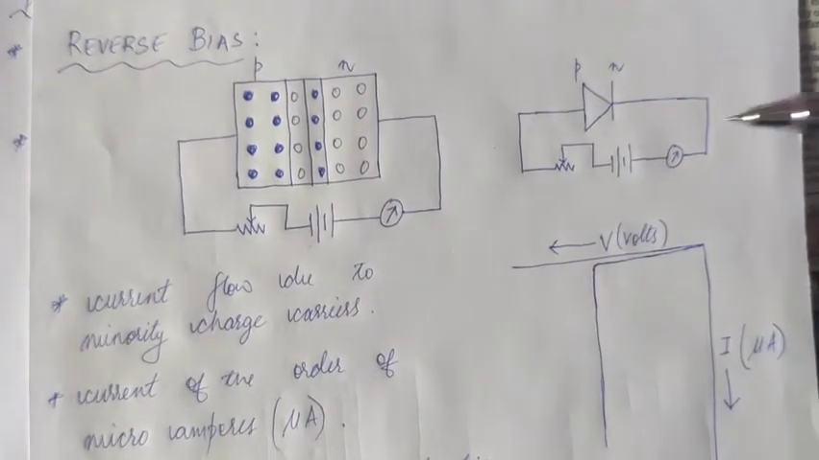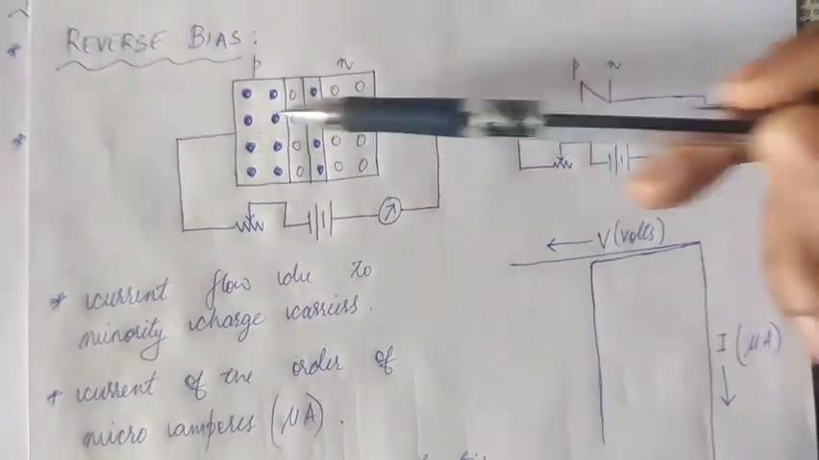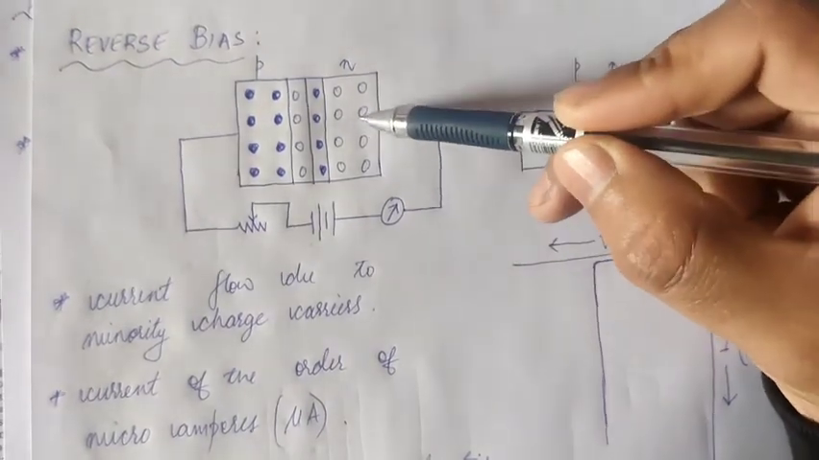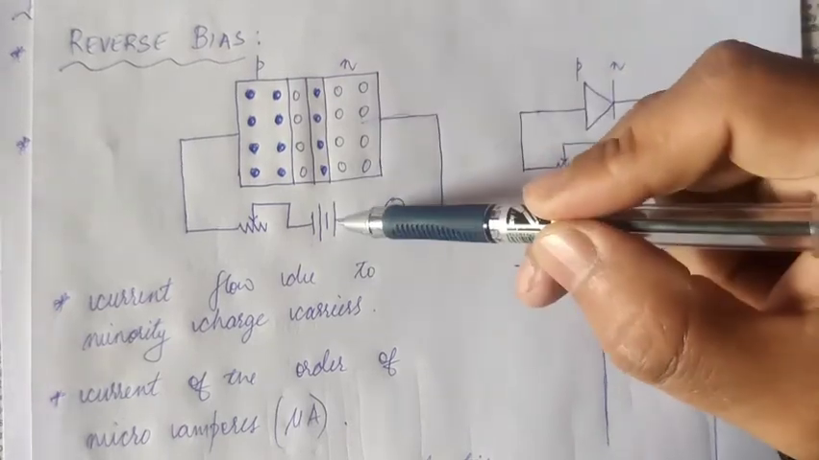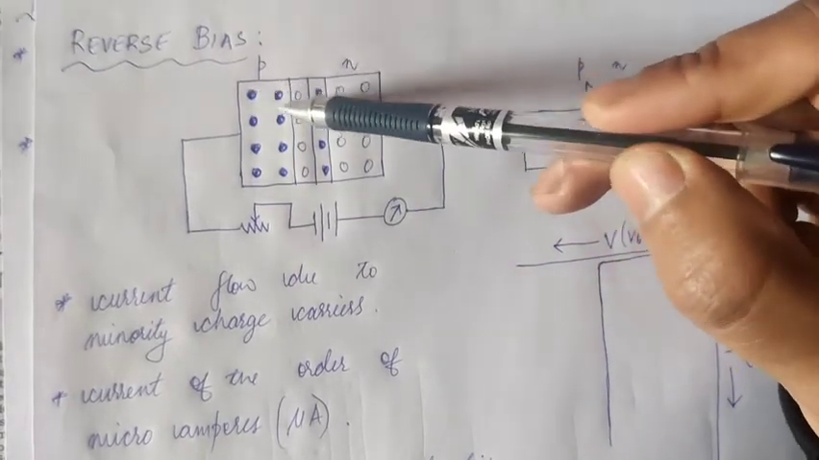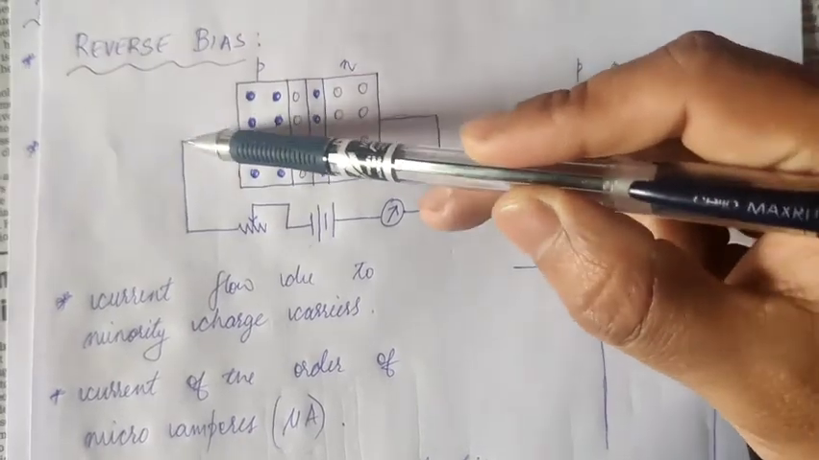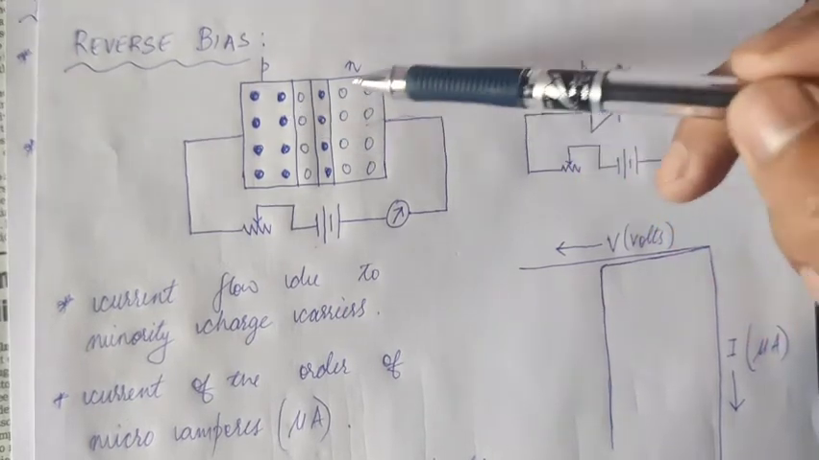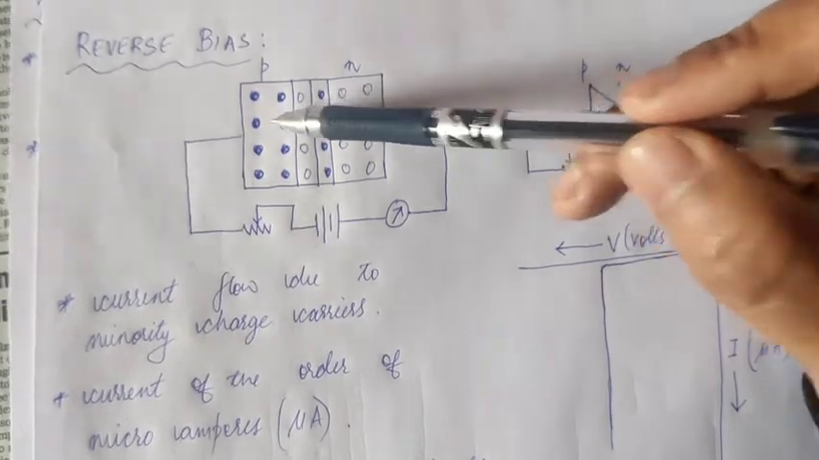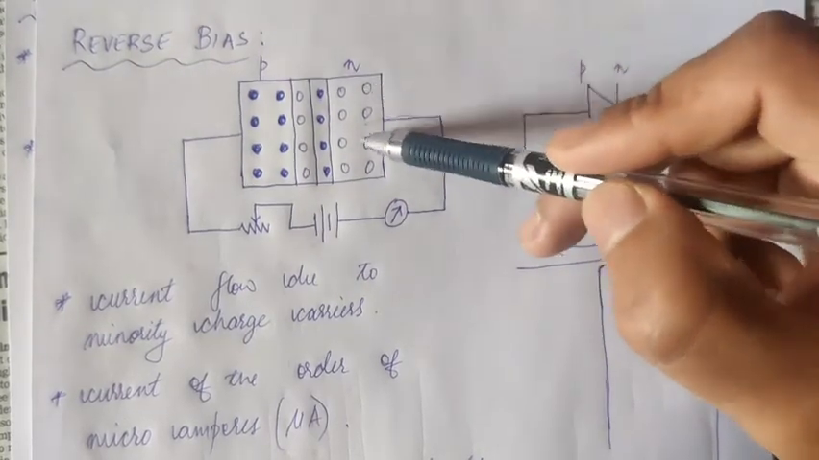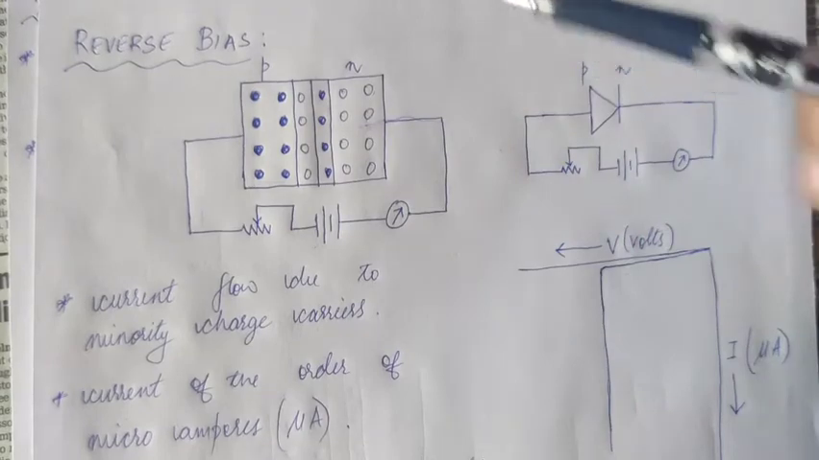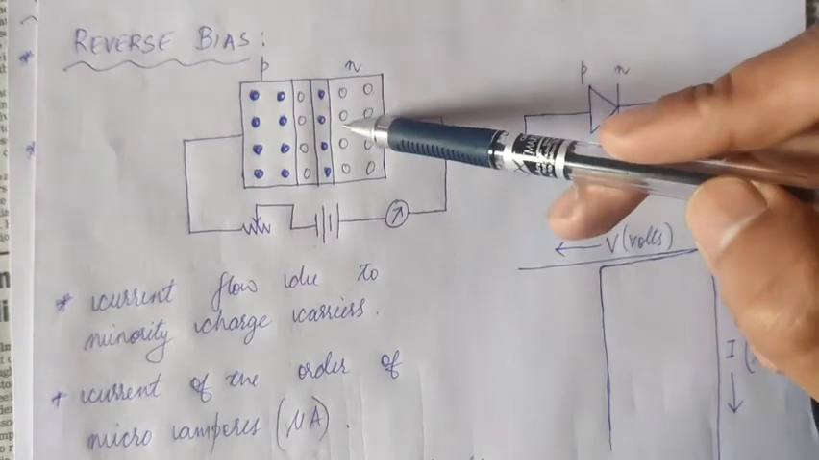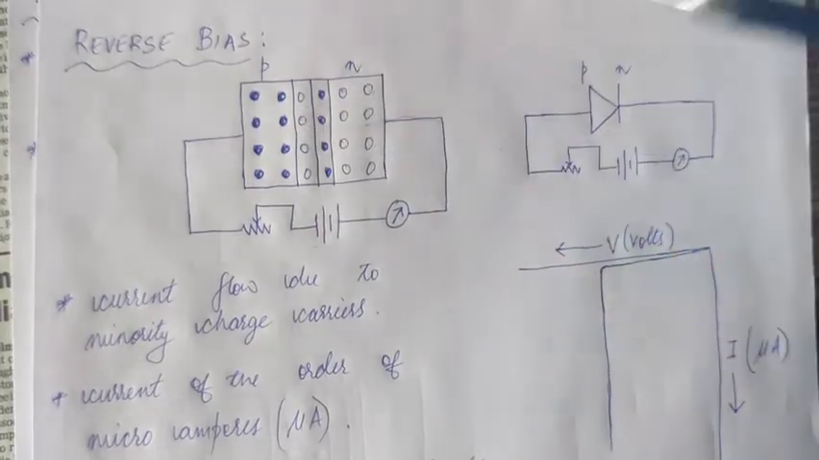Now what happens when this is true? When the negative terminal is connected to the P type and the positive terminal connected to the N type, majority charge carriers on the N side, which are electrons, are attracted by the positive terminal. Likewise, majority charge carriers on the P side, which are holes, are attracted by the negative terminal. So there is no flow of majority charge carriers through the PN junction. All of the electrons here, majority charge carriers, are attracted by the positive terminal. All of the holes, majority charge carriers on the P side, are attracted by the negative terminal. So these majority charge carriers are not flowing through the PN junction.